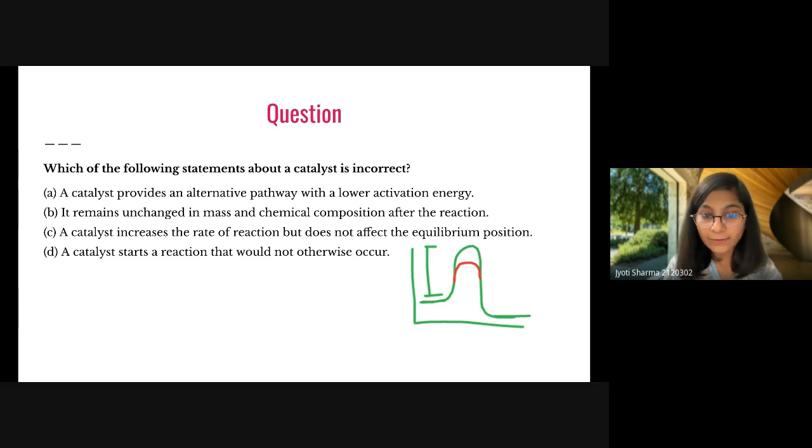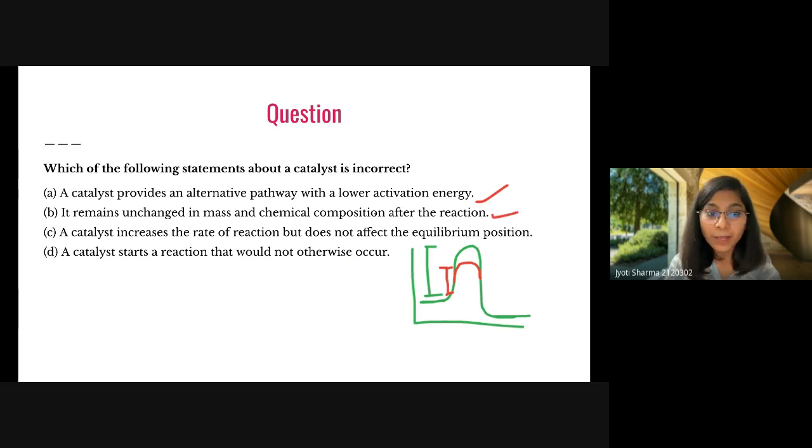So now the activation energy is this much. So the energy that we need from the complex will be lower. That's why it helps to increase the rate of the reaction, right? So this is right. A catalyst provides an alternative pathway with a lower activation energy. This is absolutely right. Then, it remains unchanged in mass and chemical composition after the reaction. This is again right, and how is it right?